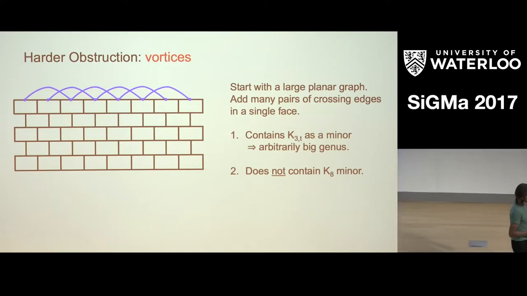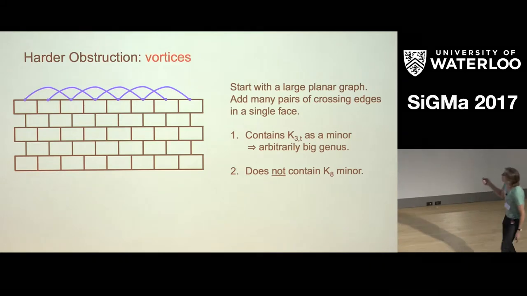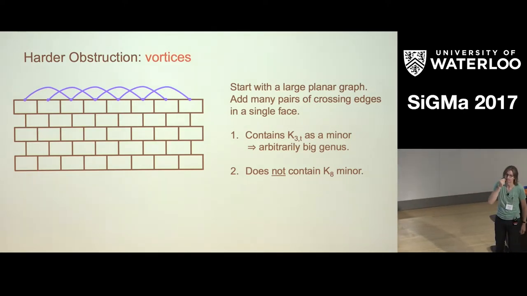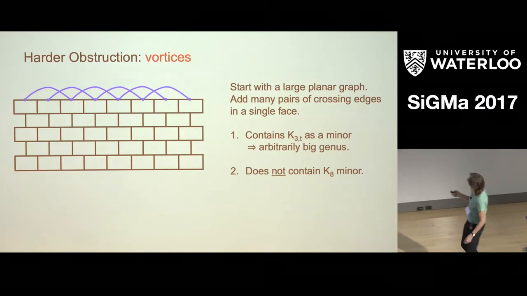But this graph, again, does not exclude a clique minor for already relatively small t. So it does not contain K8 as a minor. It's a little bit harder to see. If you get distracted and bored, you can just play around and show that this graph does not contain K8 as a minor, for fun.